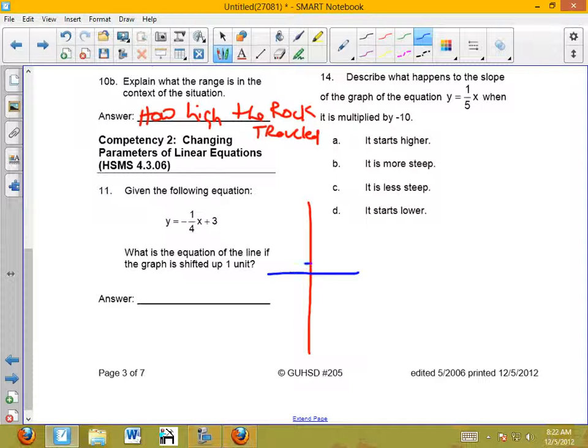So this graph right here, the y-intercept is 3. Okay? Doesn't matter what the line is on here. That's your y-intercept. If I shift it up 1 unit, my y-intercept now becomes 4. So I have to rewrite the equation of the line: negative 1 over 4 x plus 4. Shift up, you add 1 to the y-intercept. Shift down, you would subtract from the y-intercept. Or you just draw your x and y axis and figure it out.